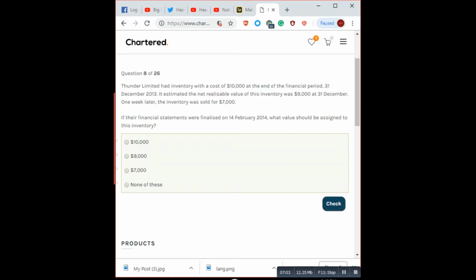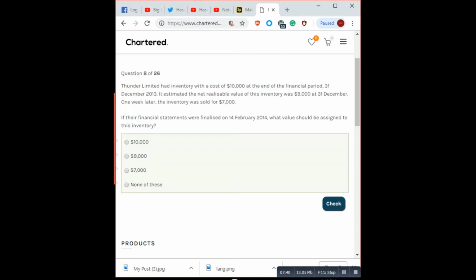That would be 7,000, because it is an event after the financial period. The inventory value decreased from 10,000 to 9,000 at the end of the period, and after that it decreased to 7,000. So on 14 February 2014, the value assigned would be 7,000. There would be no such problem, as it was sold just one week after the period end. The change in value confirmed a condition existing at the end of the period.